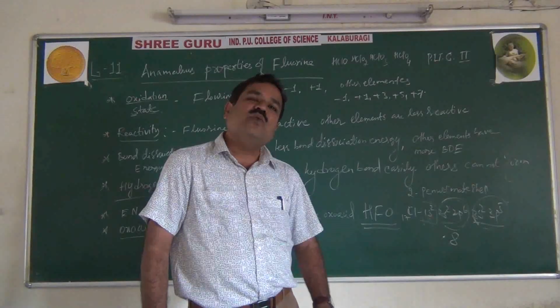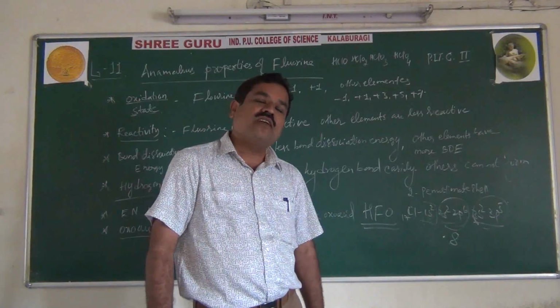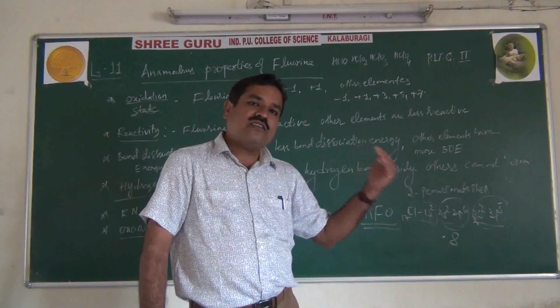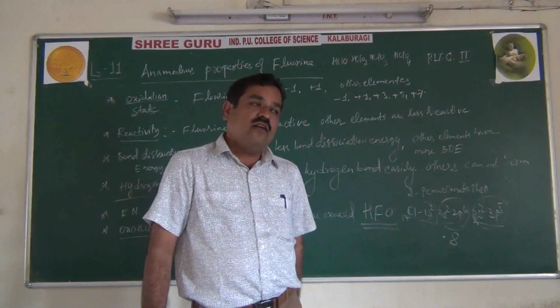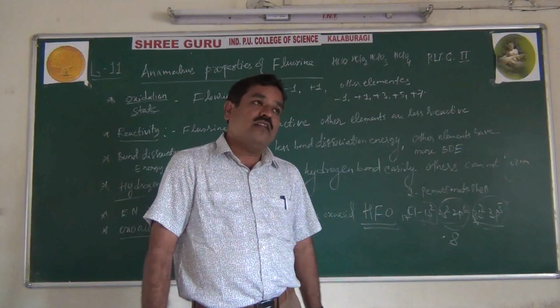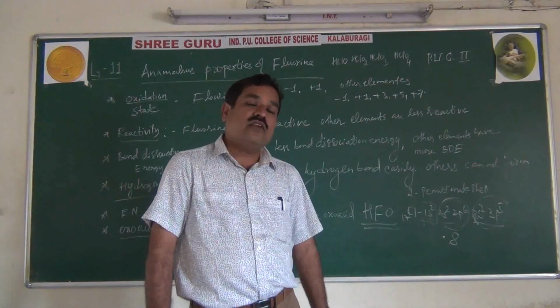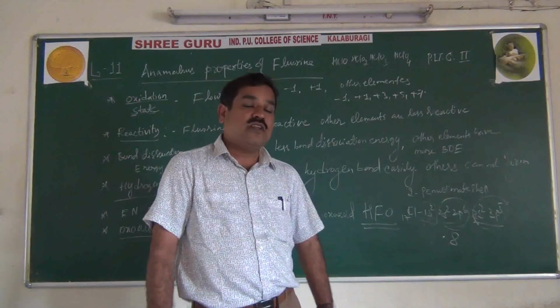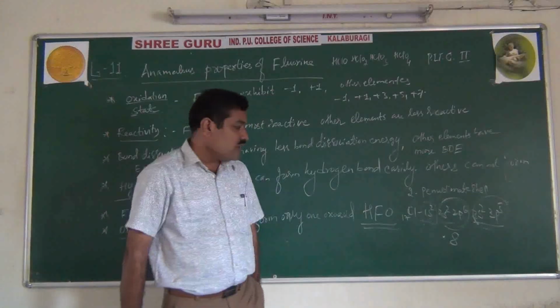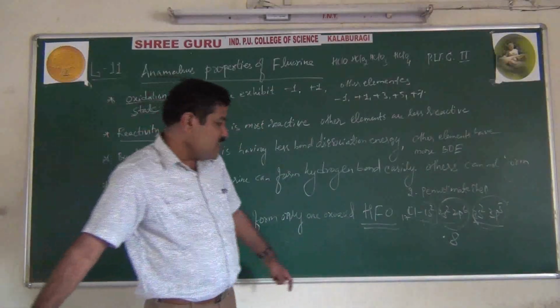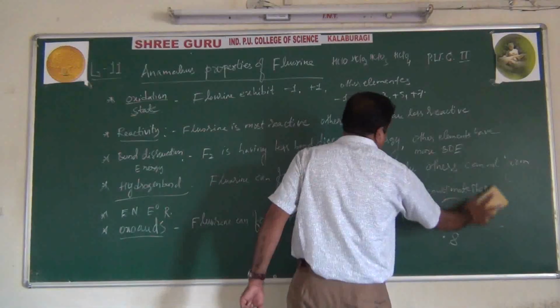Covalency is only 2 or maximum 4. But other elements have covalency 5 or 6. I told you already what covalency is. The number of covalent bonds formed by the element is called covalency. What is valency? It is the combining capacity. Totally both are different, so don't confuse. This is how we can differentiate fluorine from the rest of the elements.